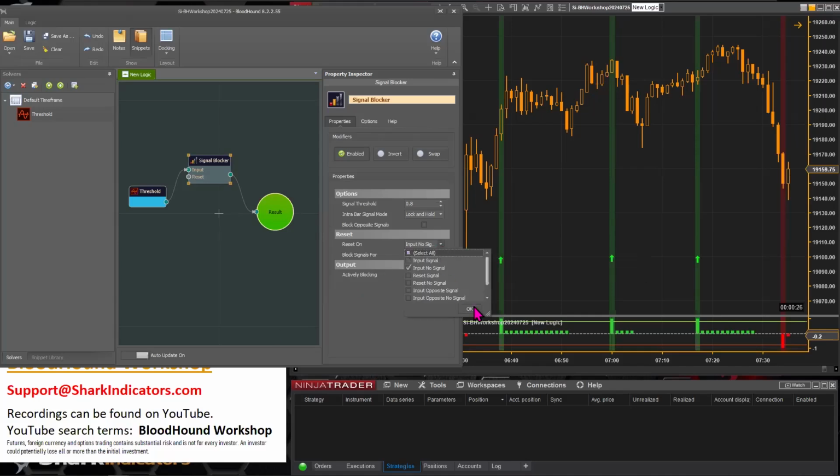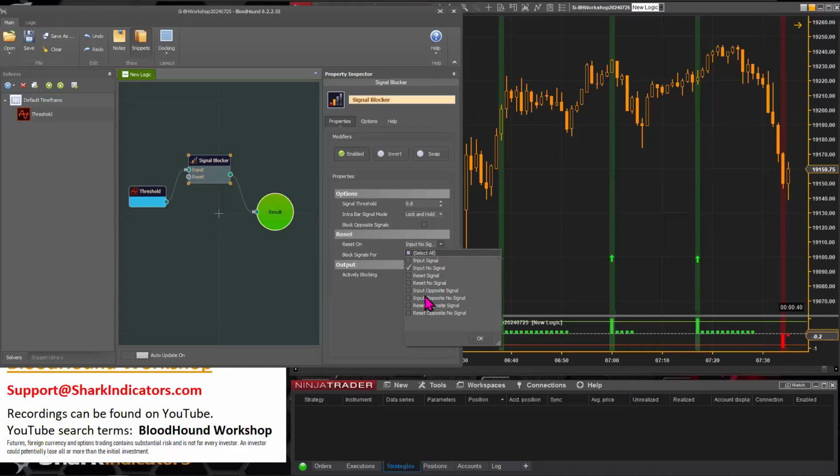So always take a look at what's available within the various resets. So really, let's see how many. There's only 3 types of resets. As explained, there's a reset when there's no signal, there is a reset on an opposite signal, and just a reset on a signal. So you can reset from a signal, from no signal, or from an opposite signal.